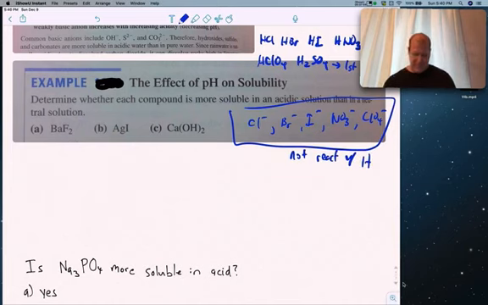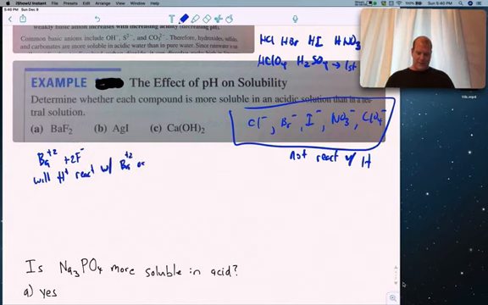So determine if it's more soluble in acidic solution than basic solution. Barium fluoride: think of this as barium 2 plus and fluoride minus. And the question is, will H plus react with barium 2 plus or F minus? And the answer is yes.